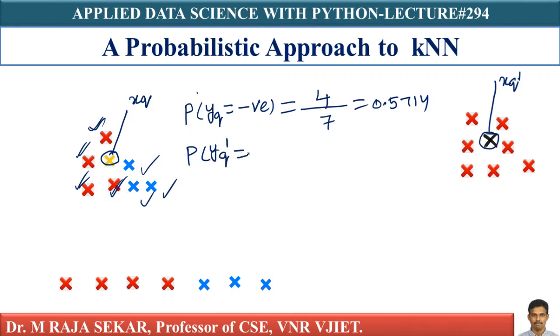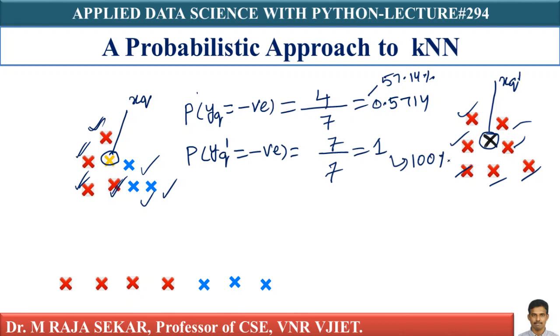In a similar manner, what is the probability that yq dash is negative? Totally how many points? 1, 2, 3, 4, 5, 6, 7. There are 7 points. How many negative, red points? There are 7. Therefore, 7 by 7, which is equal to 1. So this is 57.14%, whereas this is 100%, isn't it? Now we are quantifying this uncertainty. Immediately I understand, yes, I am less certain that yq is negative.